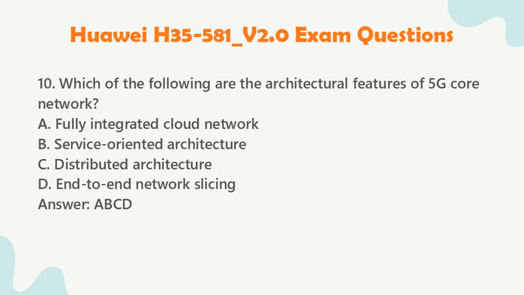10. Which of the following are the architectural features of 5G core network? A. Fully integrated cloud network. B. Service-oriented architecture. C. Distributed architecture. D. End-to-end network slicing. Answer: A, B, C, D.